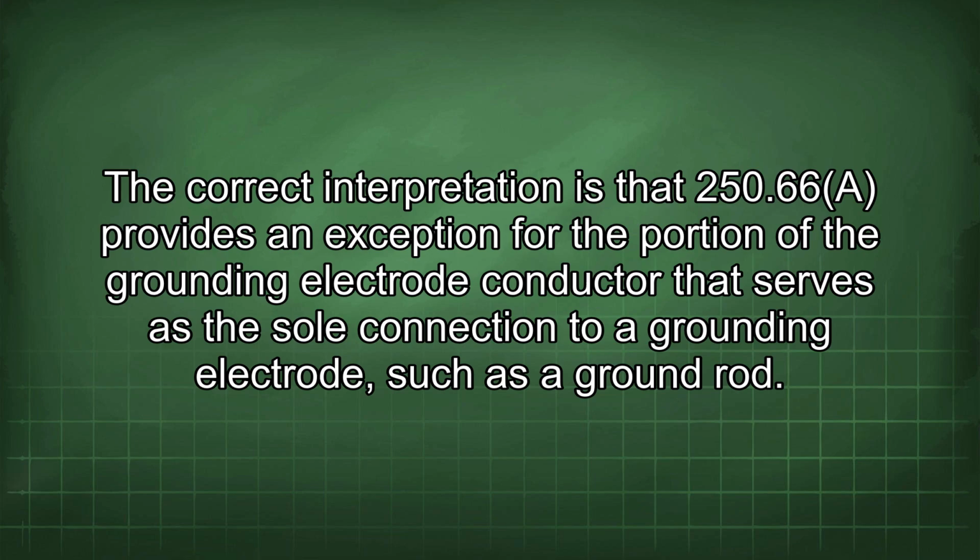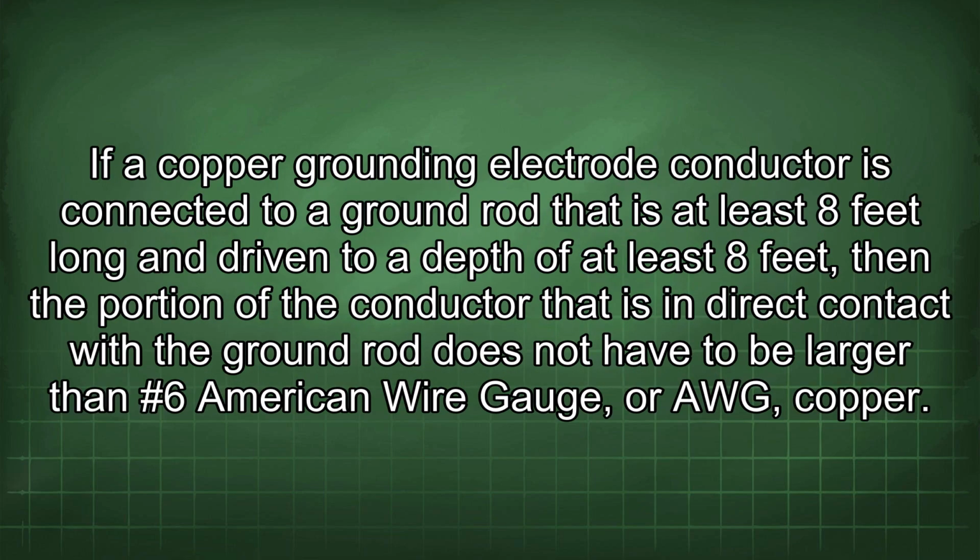The correct interpretation is that 250.66 provides an exception for the portion of the grounding electrode conductor that serves as the sole connection to a grounding electrode, such as a ground rod. If a copper grounding electrode conductor is connected to a ground rod that is at least 8 feet long and driven to a depth of at least 8 feet, then the portion of the conductor that is in direct contact with the ground rod does not have to be larger than #6 American wire gauge, AWG, copper.